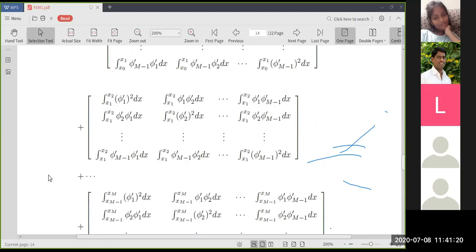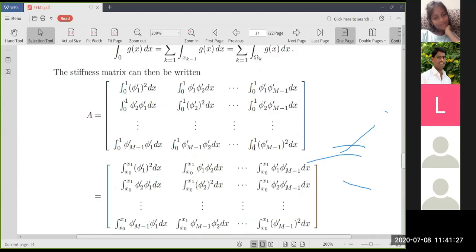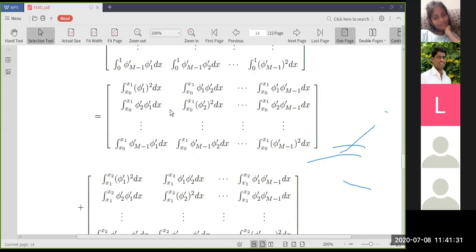Till xm minus 1. That is the idea. xm minus 1 to xm, because you have the full integral, 0 to 1. So you are going to get the sub matrices, a sum of several matrices. Each matrix is like this, and each is written on each interval.